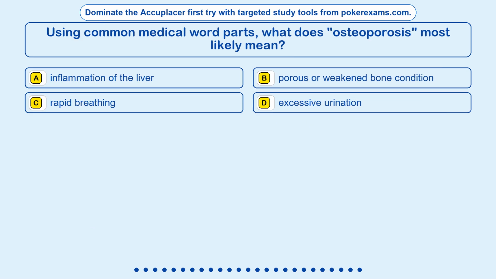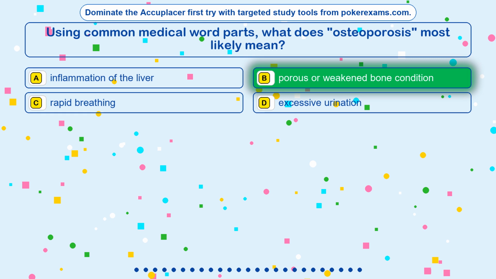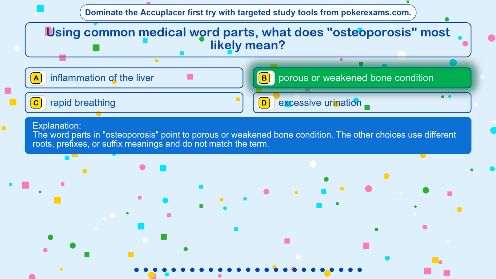Question 23. Using common medical word parts, what does osteoporosis most likely mean? Option A, inflammation of the liver. Option B, porous or weakened bone condition. Option C, rapid breathing. Option D, excessive urination. The correct answer is option B, porous or weakened bone condition. The word parts in osteoporosis point to porous or weakened bone condition. The other choices use different roots, prefixes, or suffix meanings and do not match the term.